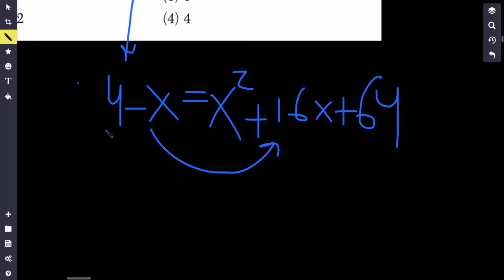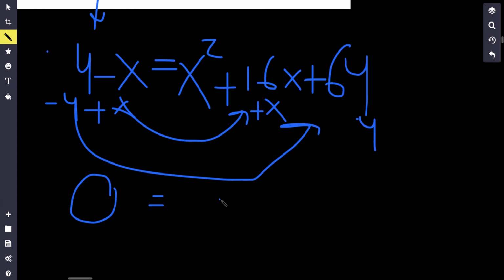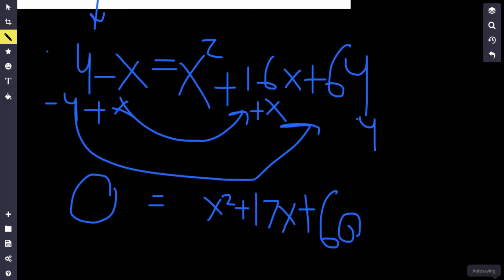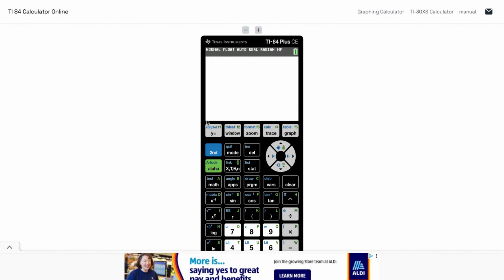Let's just bring everything to one side. So I'm going to subtract 4 from both sides, and I'm going to add x to both sides to make one side equal to 0. So I'm going to have 0 is equal to x squared plus 17x plus 60. Now, is there a way I can factor this? If you don't know if you can factor this or not, you can always use the quadratic formula, of course, but you can also use your TI-84.